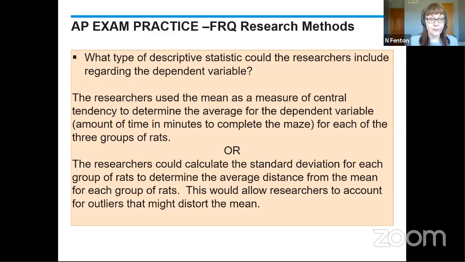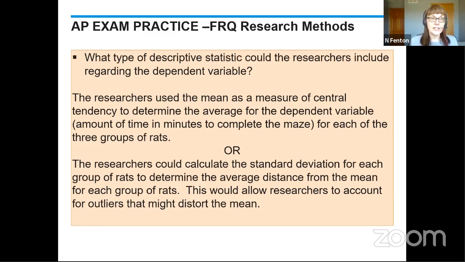You could also use the standard deviation. And if you look with that extra sentence here, at the end, this would allow the researchers to account for outliers that might distort the mean. If you want to go a little deeper, be a little more specific, but you need to make sure you use a descriptive task. So what you couldn't use here, which would not score, would be something like a t-test or an ANOVA. Those are both inferential statistics.